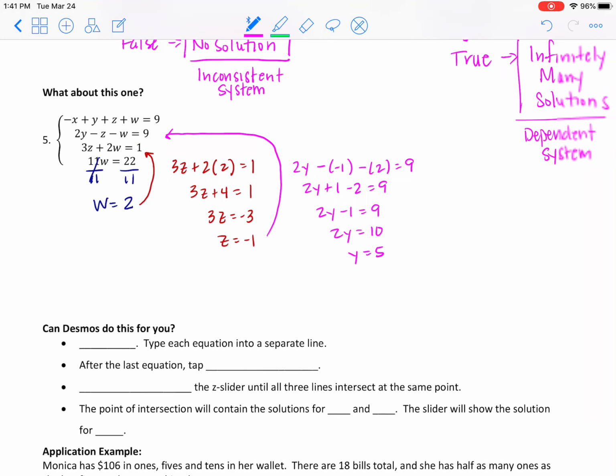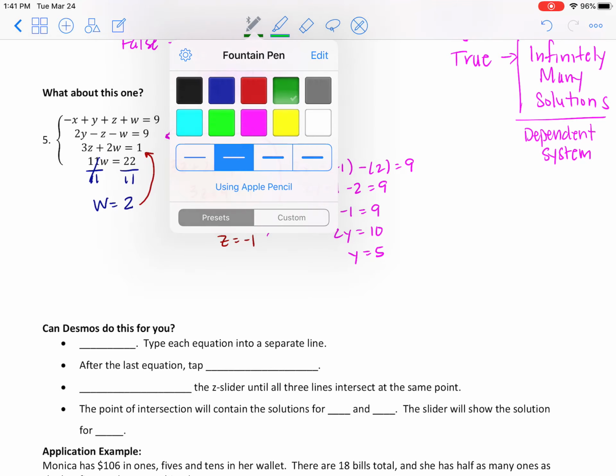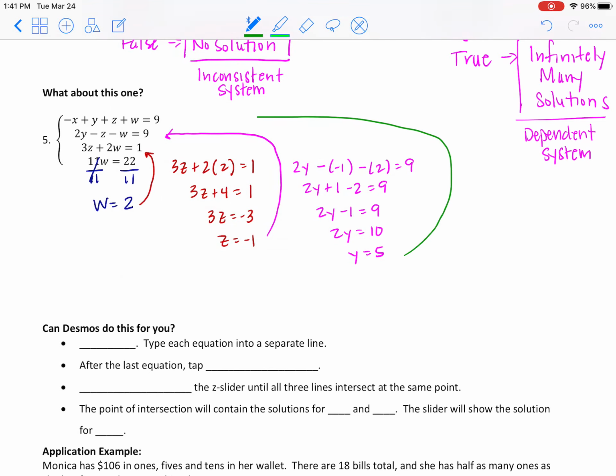Okay, almost there. So now we've got w, y, and z. We're going to take all of those and plug into our last equation. So all of those get plugged in here. So we're looking at a negative x and a positive y, so plus 5, positive z, so minus 1, and then a positive w, so plus 2 has to equal 9. So negative x plus 5 minus 1 is 4, 4 plus 2 is 6, so plus 6 has to equal 9. If I subtract the 6 over, then negative x has to equal 3. If I divide by the negative, then x has to equal negative 3.